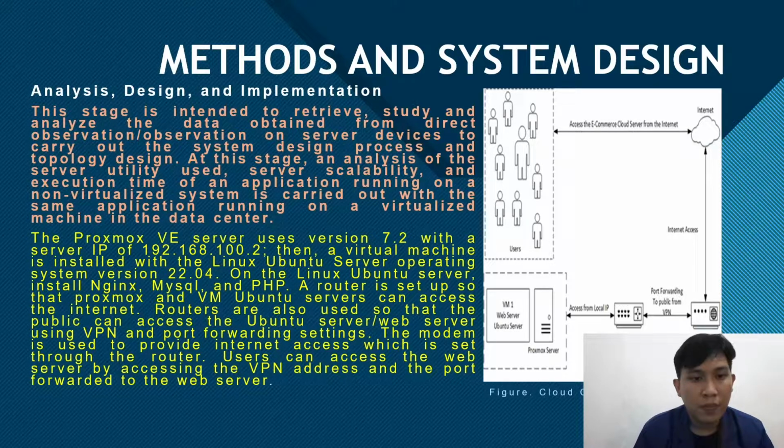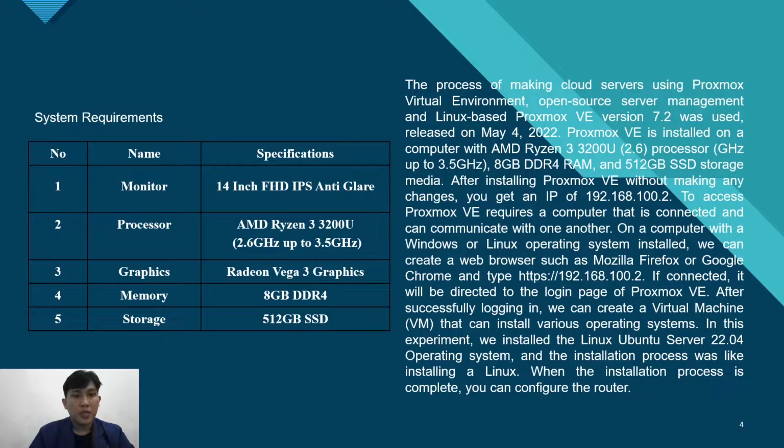A router is set up so the Proxmox and virtual machine Ubuntu servers can access the internet. Routers are also used so that the public can access the Ubuntu web server using VPN and port forwarding settings. The modem is used to provide internet access, which is set through the router. Users can access the web server by accessing the VPN address and the port forward to the web server.